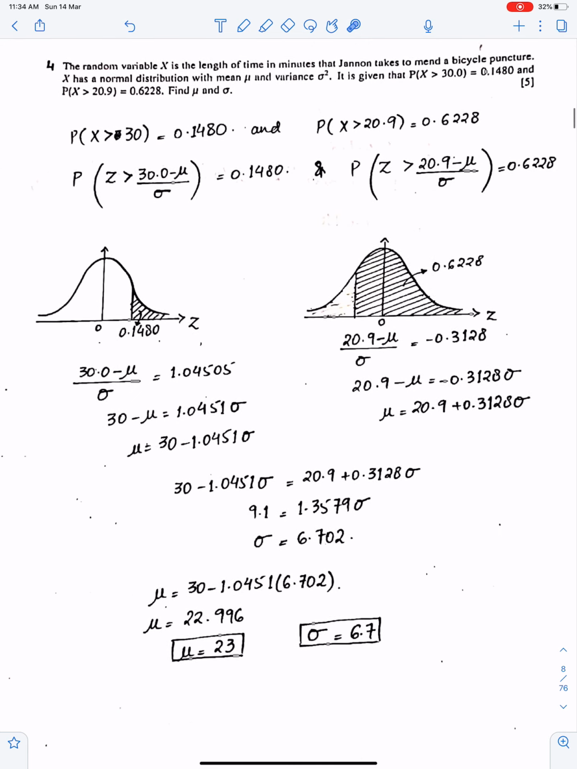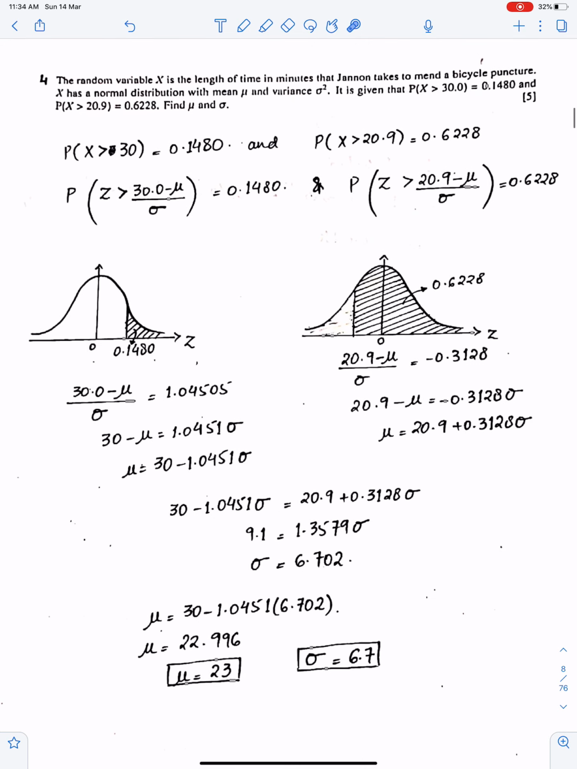Question number 4 is the most repeated question of normal distribution, the simultaneous equations. So the random variable x is the length of time in minutes that J takes to mend a bicycle puncture. X is normally distributed with mean and variance mu and sigma squared. It is given that this is the first equation and this is the second equation. With the help of these two equations, we will form two equations for sigma and mu, and then we will solve those equations simultaneously.